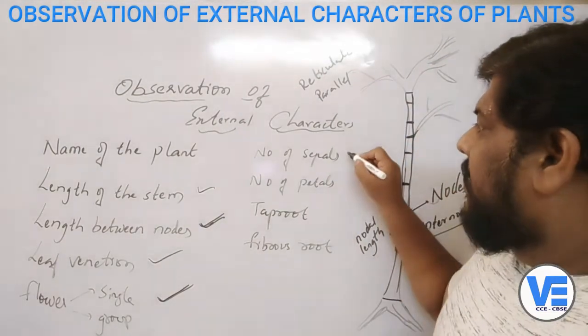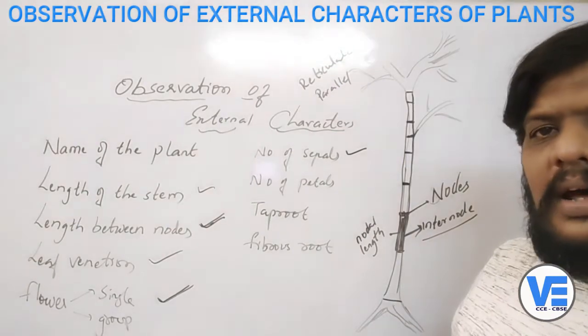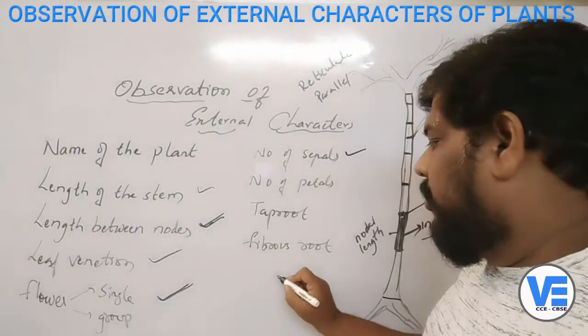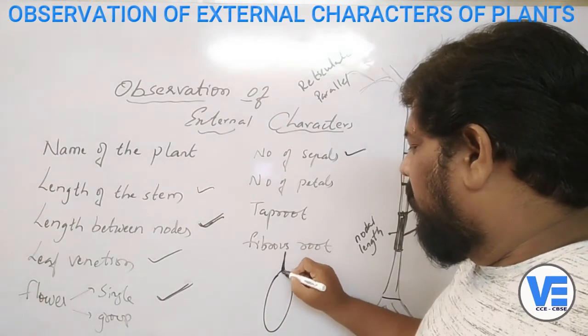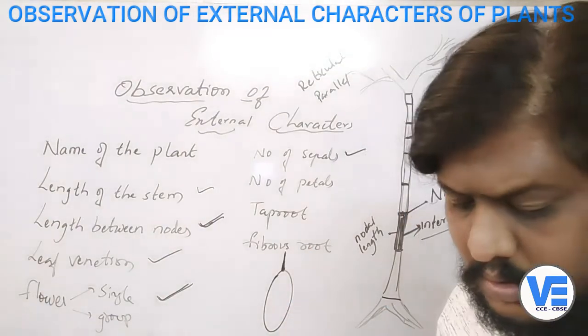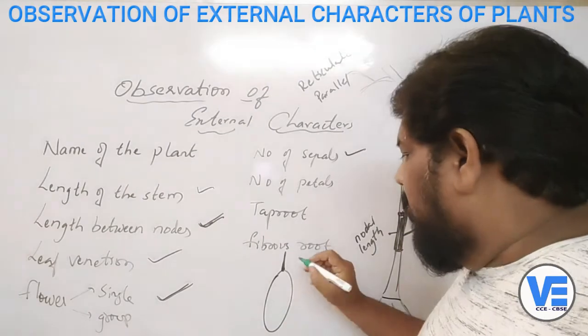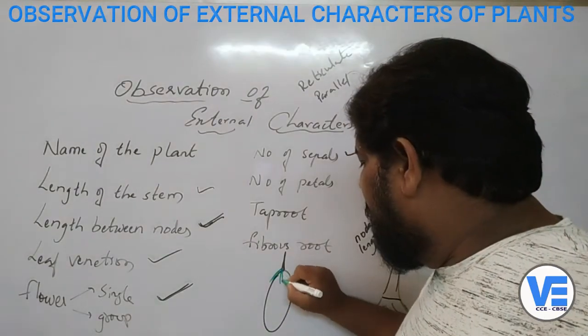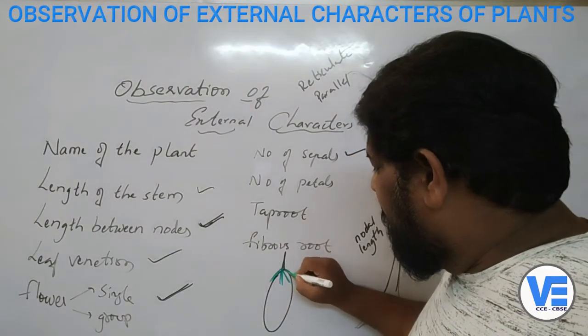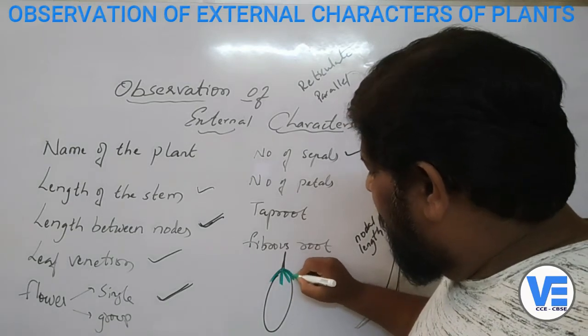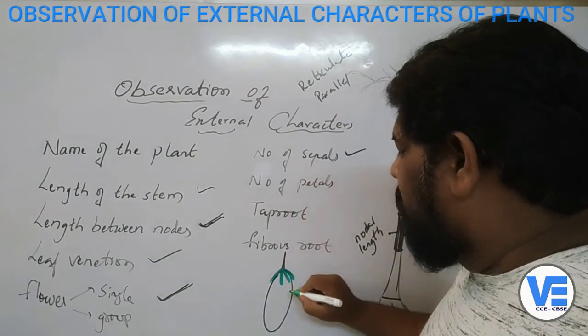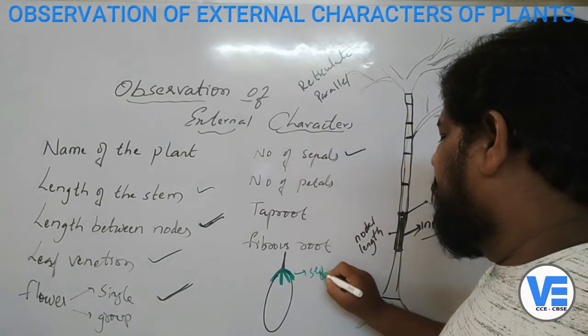Next one is the number of sepals. Now what are sepals? You might have seen a brinjal, right? If you have seen a brinjal or a tomato, what you can observe here is some green color. These are the sepals. The green color which you can see here are called the sepals.